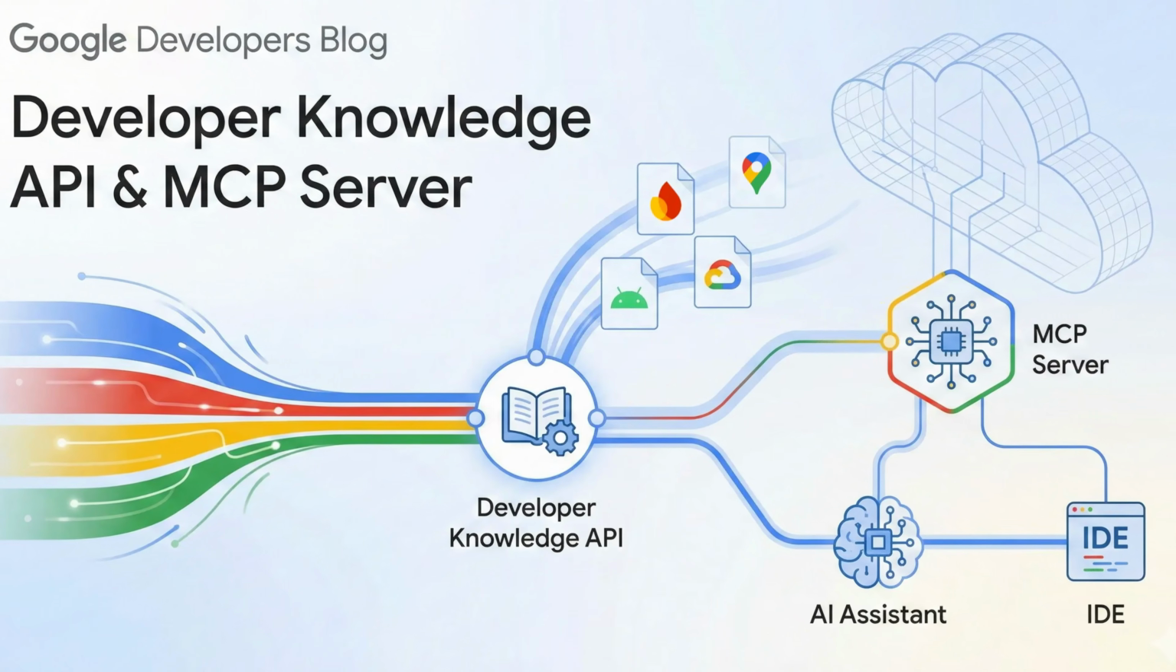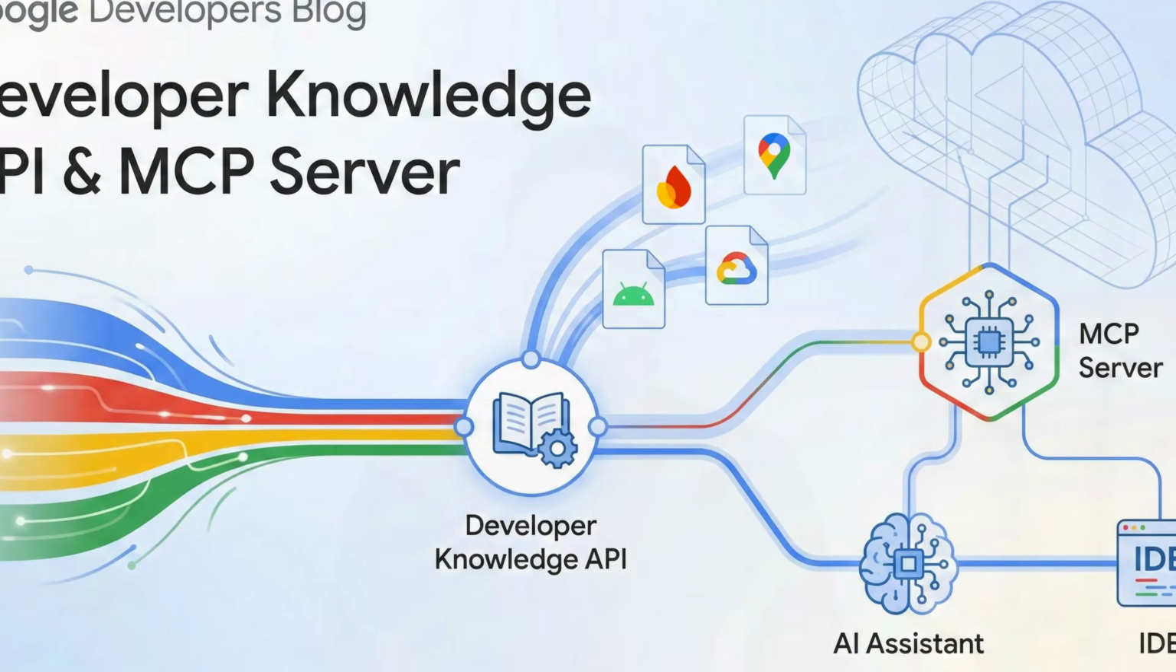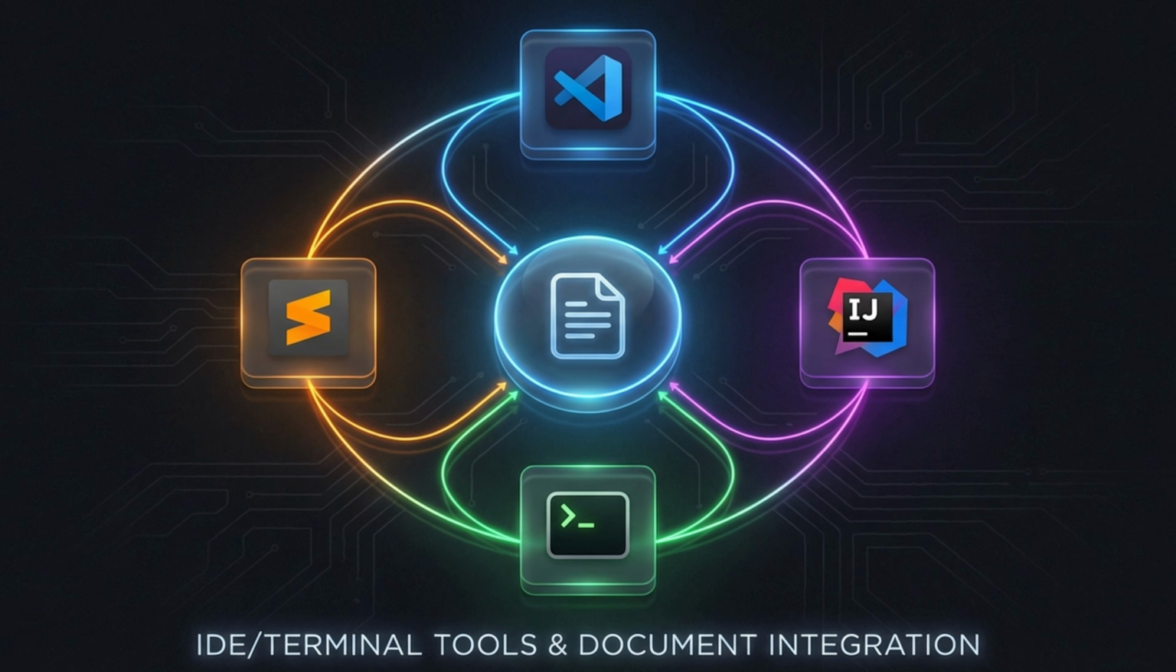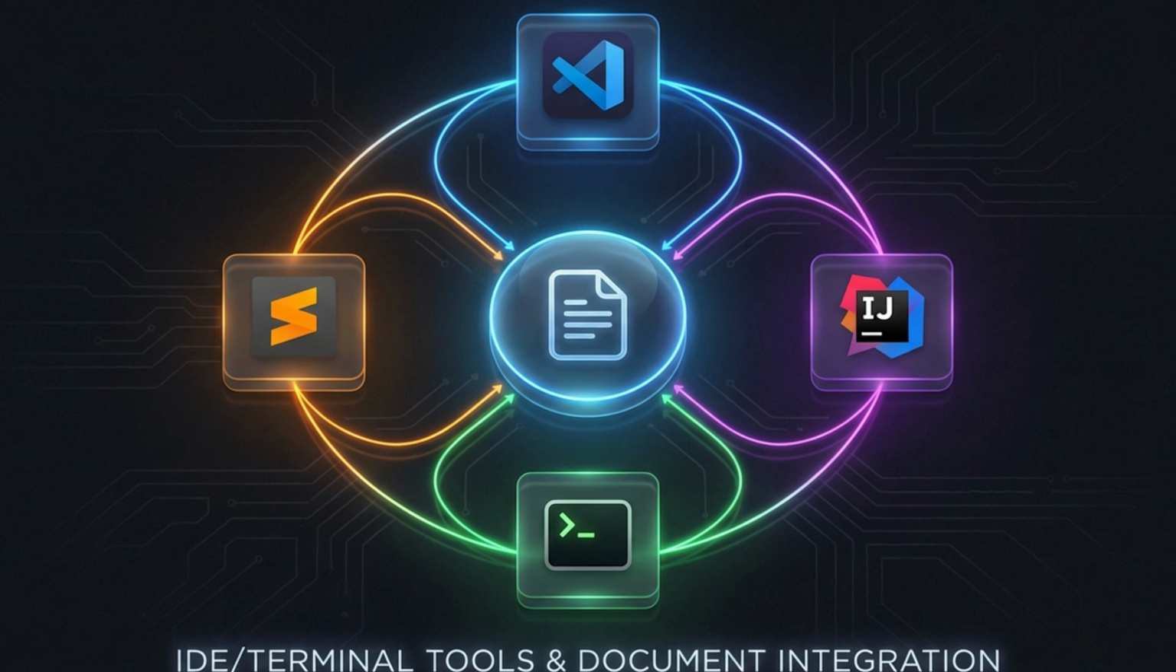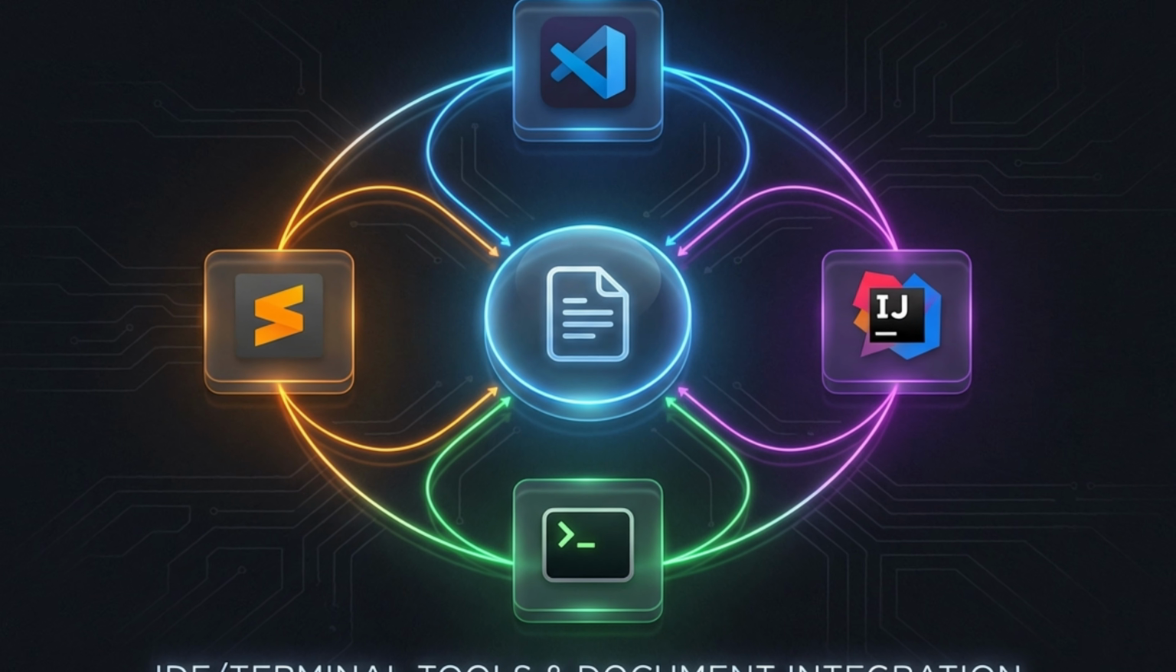So Google just opened up their entire developer documentation to AI tools, and it is called the Developer Knowledge MCP server. It basically allows AI tools, whether it's AntiGravity or Claude Code, Gemini CLI, or even Cursor, to search and read Google's official documentation in real time.